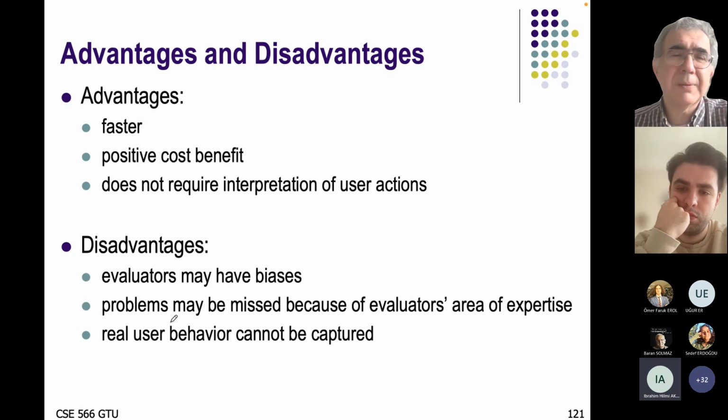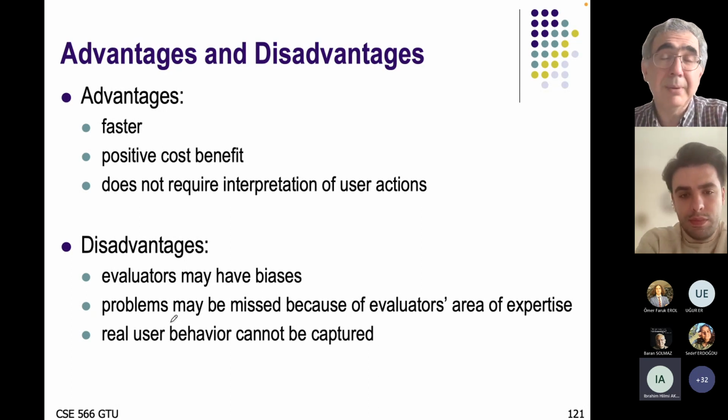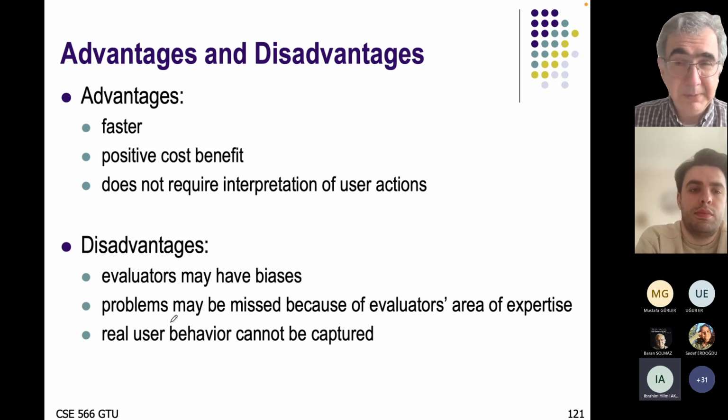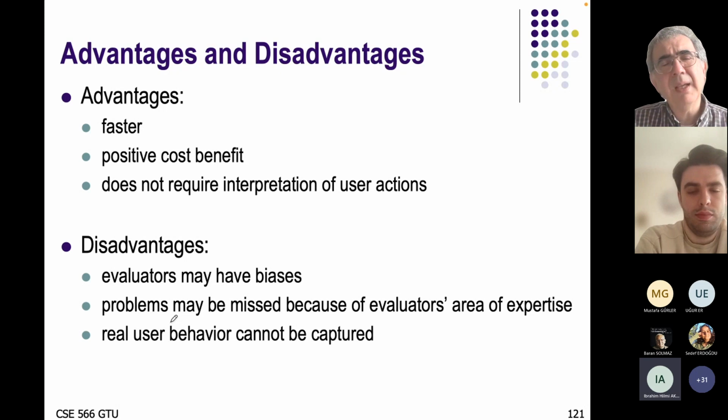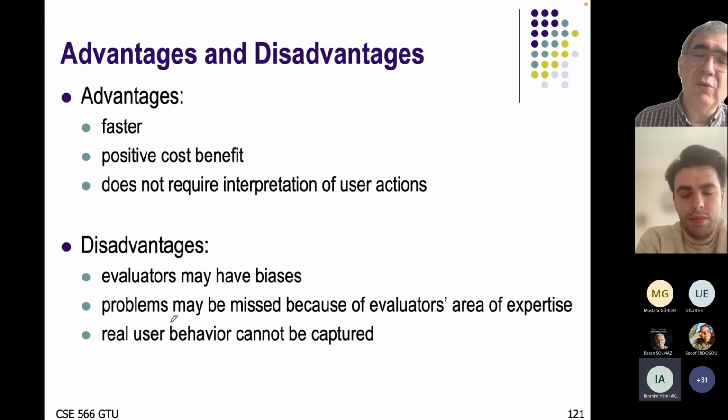Heuristic evaluation is fast, cost benefit is the most, and it doesn't require experiments, it doesn't require interpretation of user actions. It's all done by experts. Disadvantages are evaluators may have biases against certain products like Apple or Windows or Android, whatever. That's one example. Problems may be missed because of evaluators' area of expertise. This is quite important.